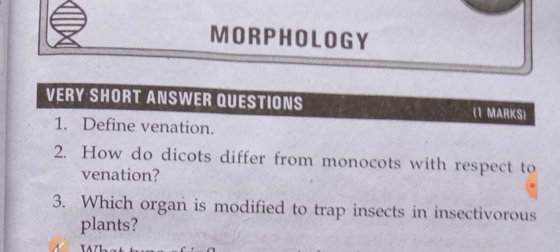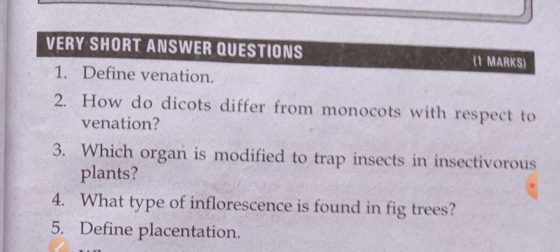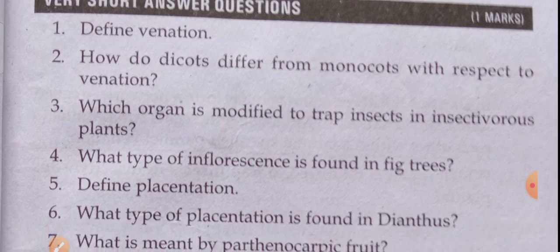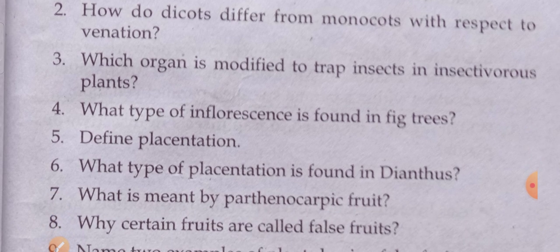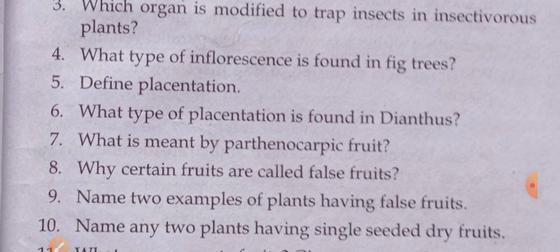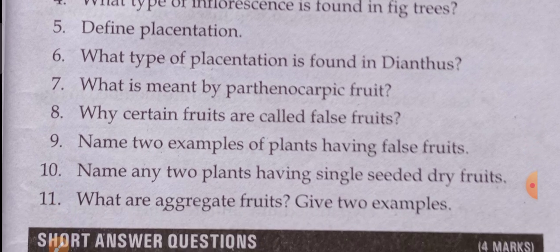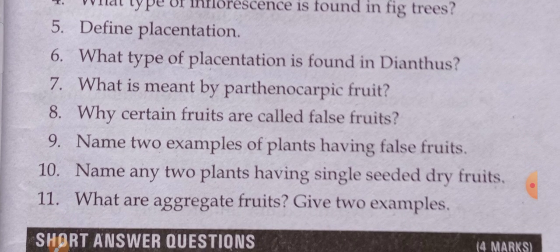Unit 2 is morphology in botany in the paper of the biological sciences bridge course first year. Very short answer questions, 1 mark questions. Define venation. How do dicots differ from monocots with respect to venation? Which organ is modified to trap insects in insectivorous plants? What type of inflorescence is found in fig trees? Define placentation. What type of placentation is found in dianthus?